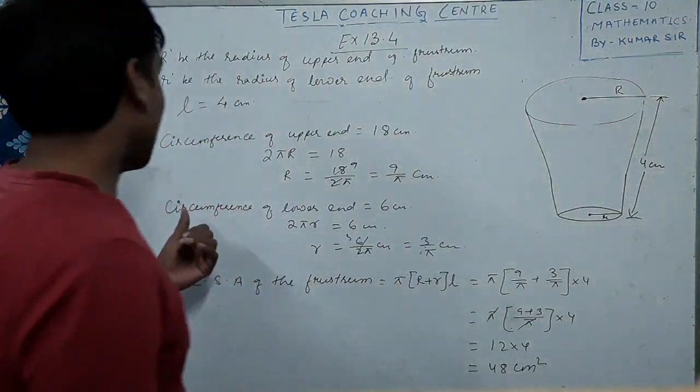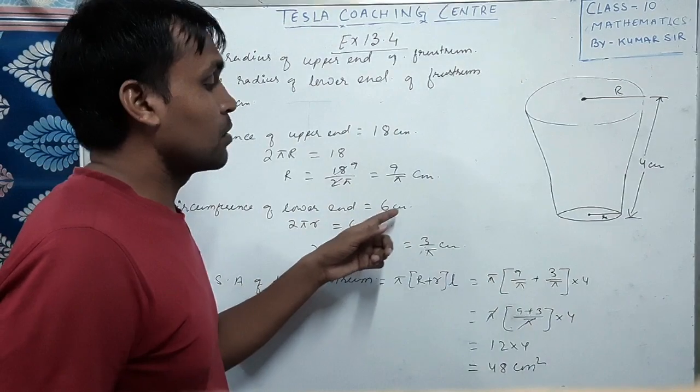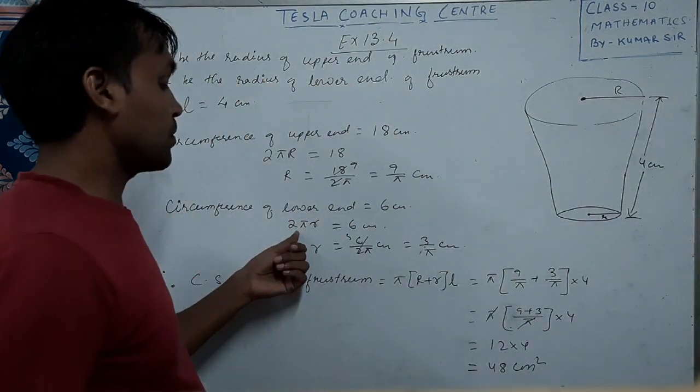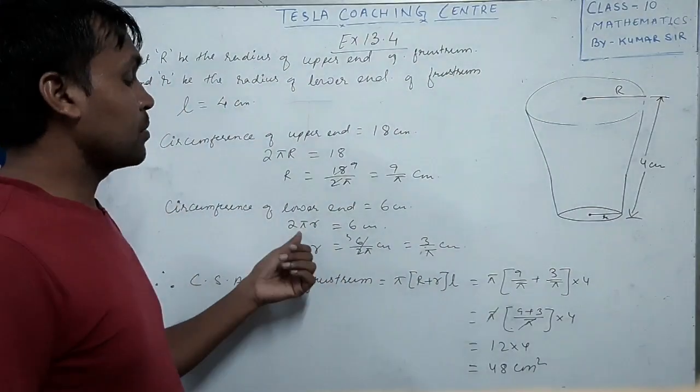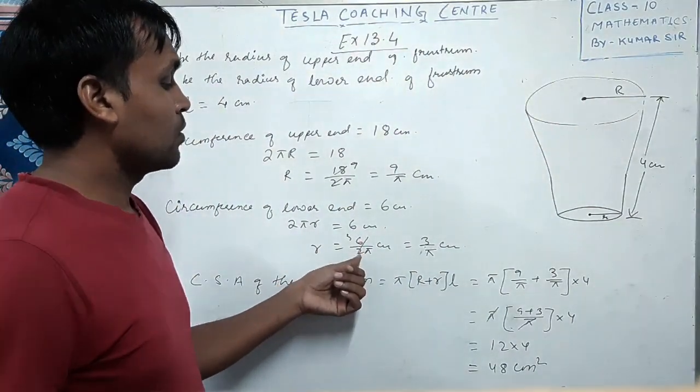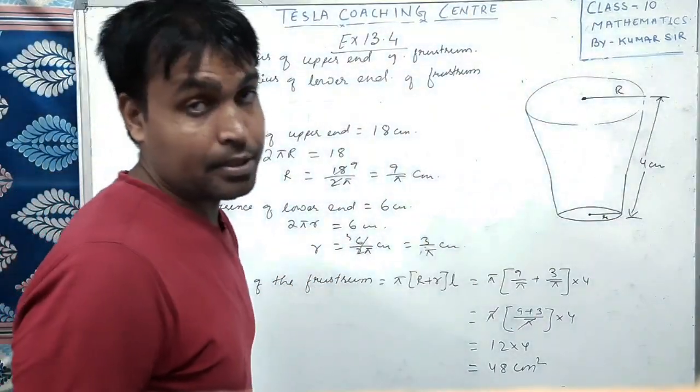Okay. Now, circumference of the lower end is equal to 6 centimeter. Now circumference formula is 2 pi r. Here the radius is smaller, so small r will be equal to what? 6 by 2 pi. So 2 3s are 6. So 3 by pi centimeter.